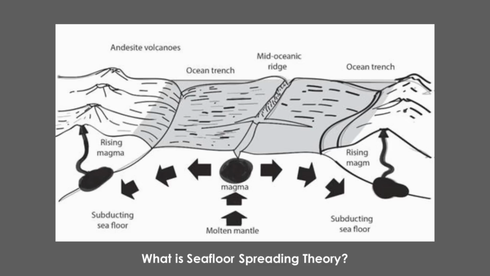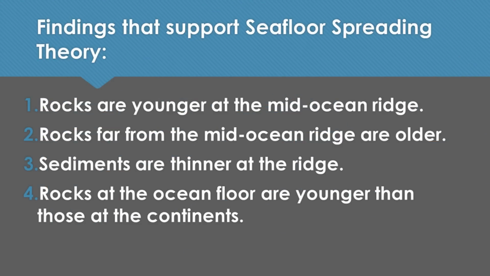Over time, the new oceanic crust pushed the old oceanic crust far from the ridge. The process of seafloor spreading allowed the creation of new bodies of water. Here are the findings that support seafloor spreading theory. 1. Rocks are younger at the mid-ocean ridge. 2. Rocks far from the mid-ocean ridge are older. 3. Sediments are thinner at the ridge. 4. Rocks at the ocean floor are younger than those at the continents.